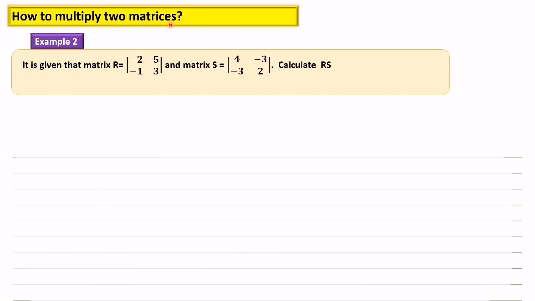How to multiply two matrices? Let us look at example 2. It is given that matrix R is negative 2, 5, negative 1, 3, and matrix S equals 4, negative 3, negative 3, 2. Calculate RS. So I copy down matrix R times matrix S.